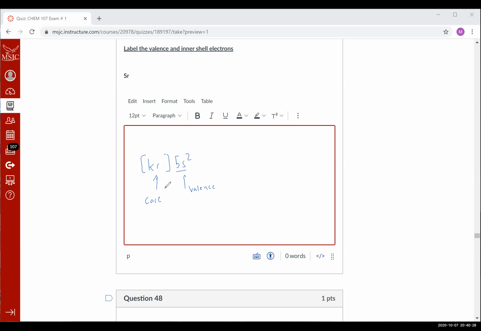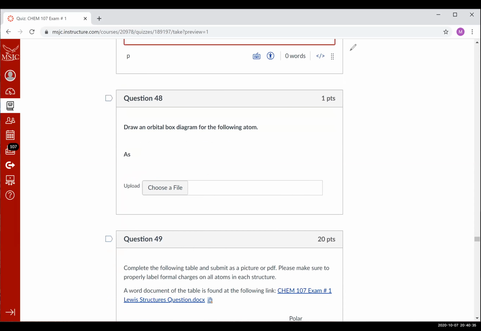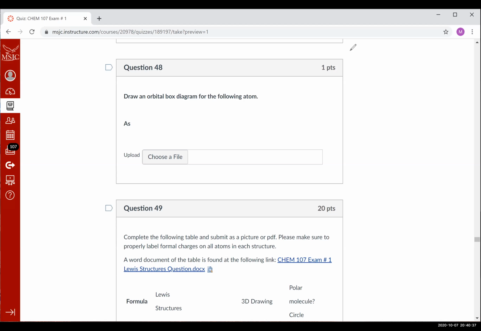Okay, so let's keep going with this. We're asked to draw an orbital box diagram for arsenic. Looking at arsenic, arsenic has 33 electrons to its name. So starting off, I'm going to label my orbitals and draw out my orbital boxes.